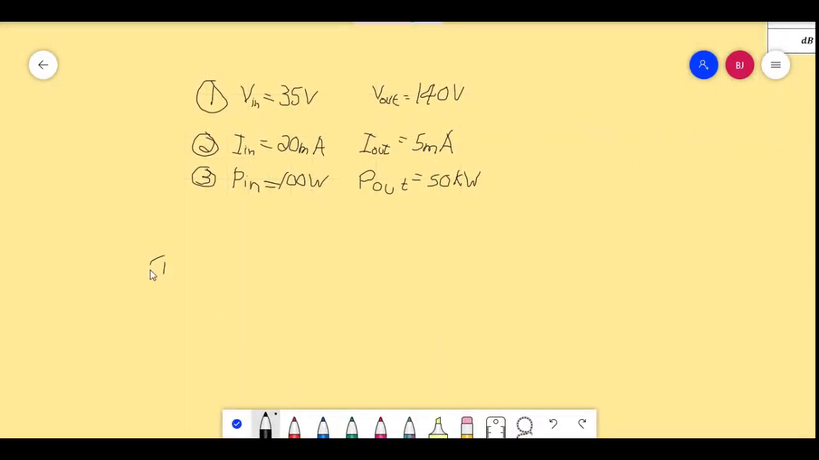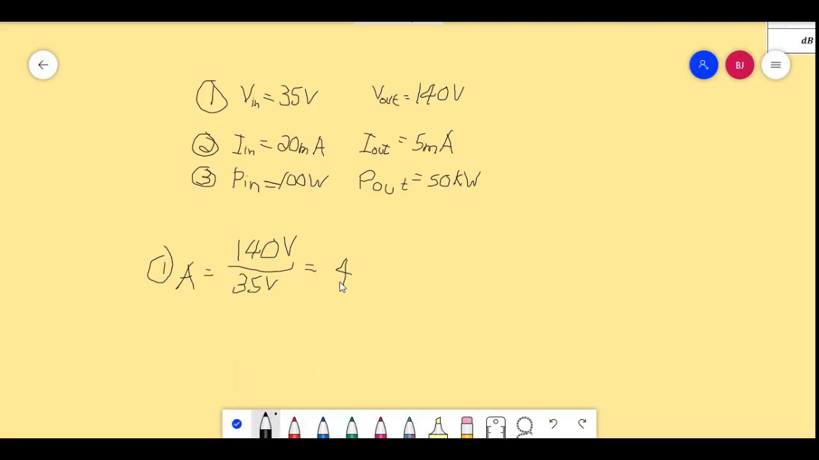So for number 1, again, in order to determine gain, it should be output over input. So in this case, our output is 140 volts, and then our input is 35 volts. So 140 divided by 35 would be around 4. So therefore, our gain is 4.